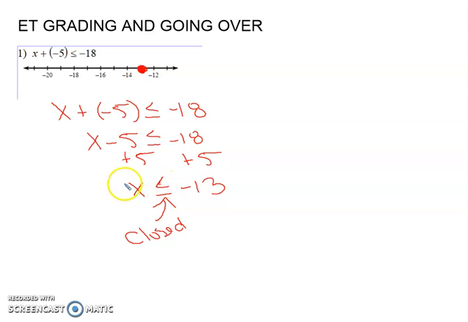And since I have variable, symbol, number, left should always be your variable. Symbol should always be in the middle, obviously. And the number should always be on the right. So we can follow the direction it goes, and that's your answer. So this is worth 2 points. 1 for this being at the right place and closed, and the other is for going the right direction.